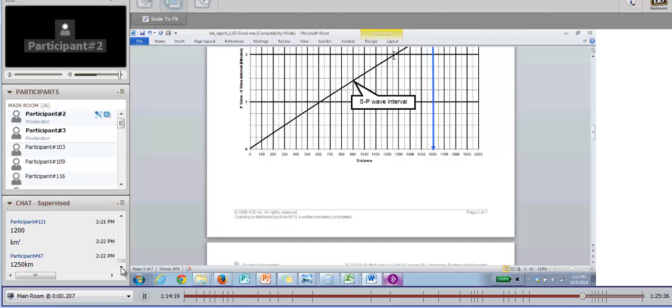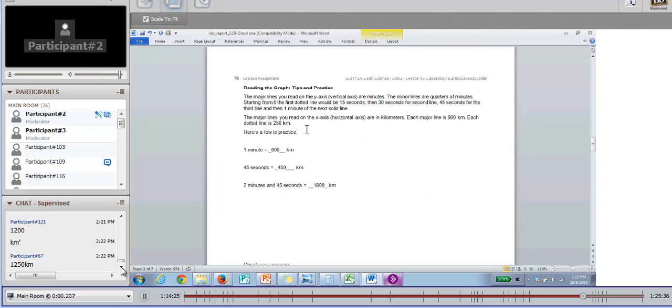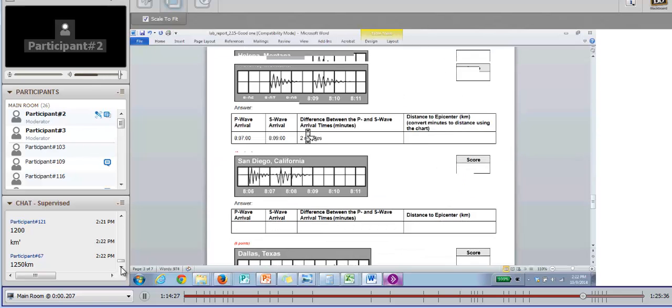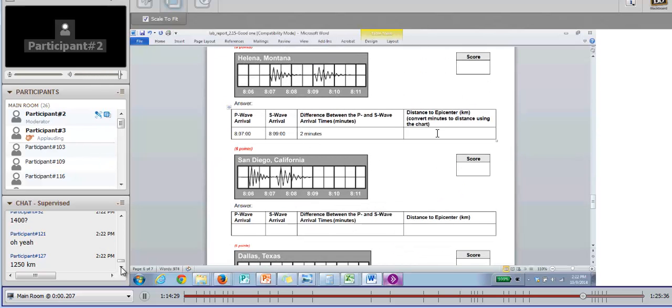Gary's got 1250. Ooh, 12 might be a little short. Brendan might be a little short. Tristan got 1250. That's what I got as well, 1250. So you would put that 1250 yards. Oh, no, kilometers. Make sure we use the right one on there.